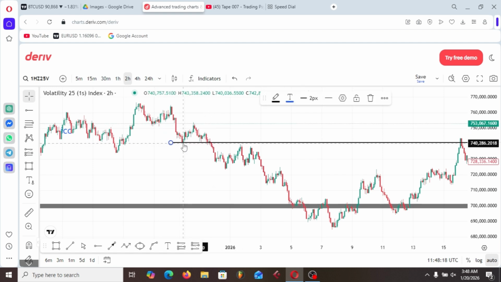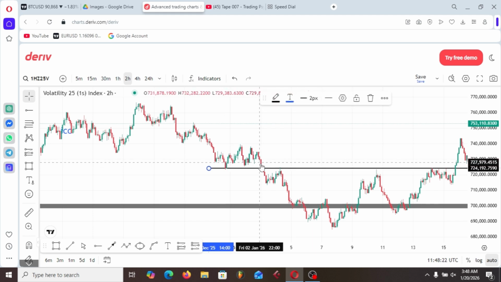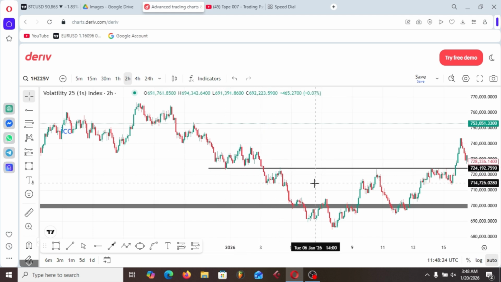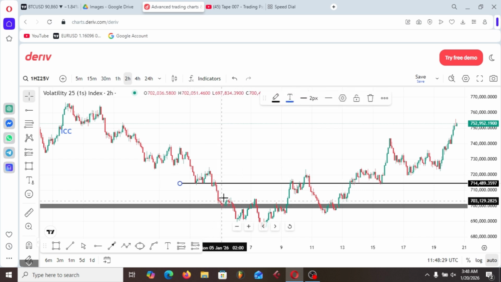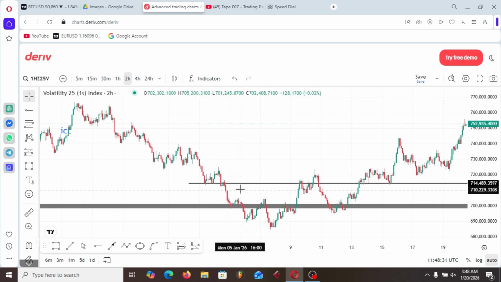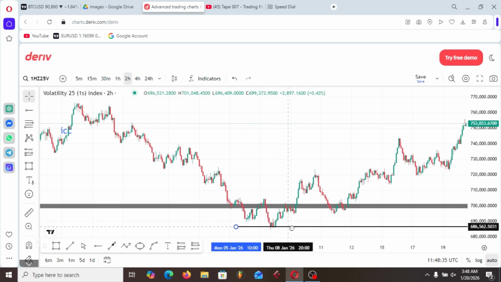So I'm just using this to show you that it's breaking lows. This is the low that I mean, the support level. See, this is another low, broken. Let me keep showing you. This is another one, the same thing. Another one, the same thing. Till this last one. Did you see?